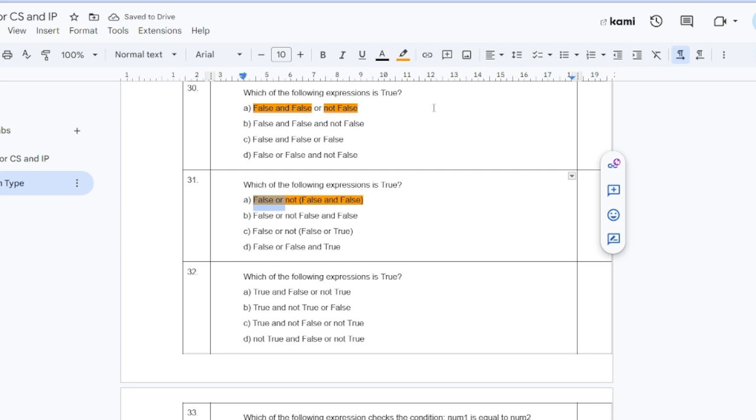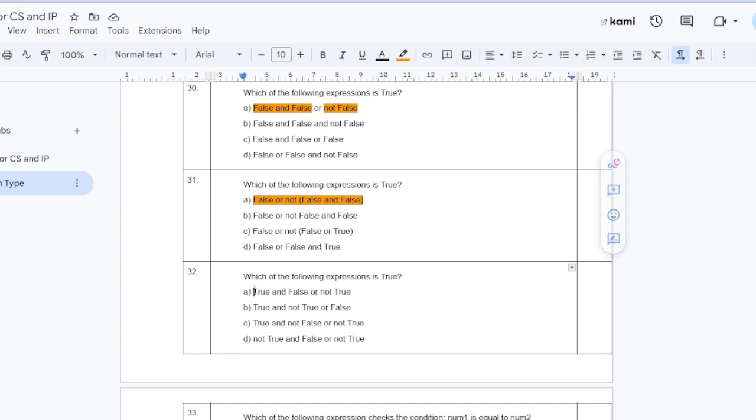So this is how we can break the answer. Now next question is question number 32. Which of the following is correct? True and false or not true. If you look at this expression, true and false gives you false, or not true. Not true is false. So false or false is false. So next option we'll check.